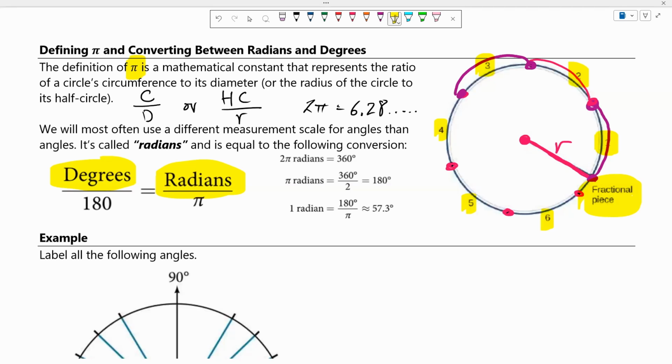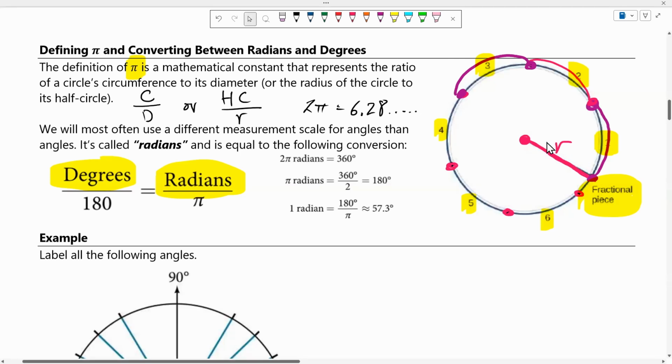So what I'm going to have to cover now is, we all know what degrees are, but when we talk about math with a circle, all of our angle measurements are going to be given in radians. So we need to figure out how to convert between degrees and radians and back and forth.